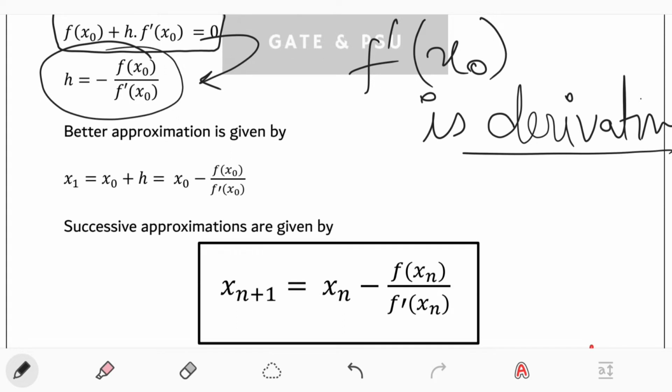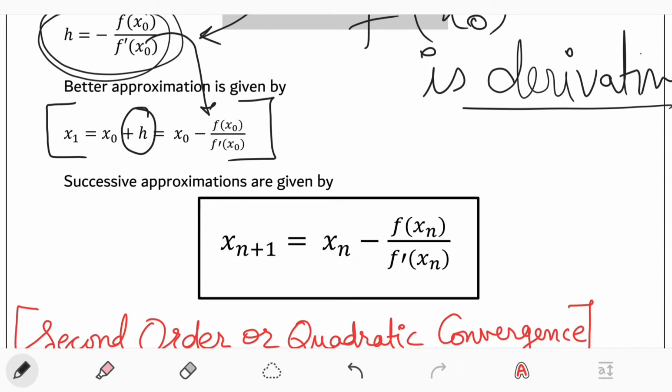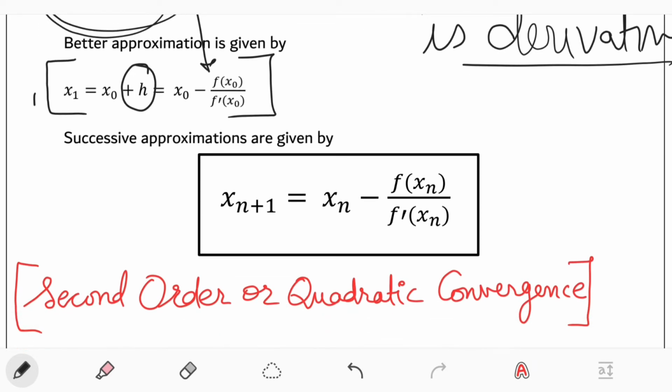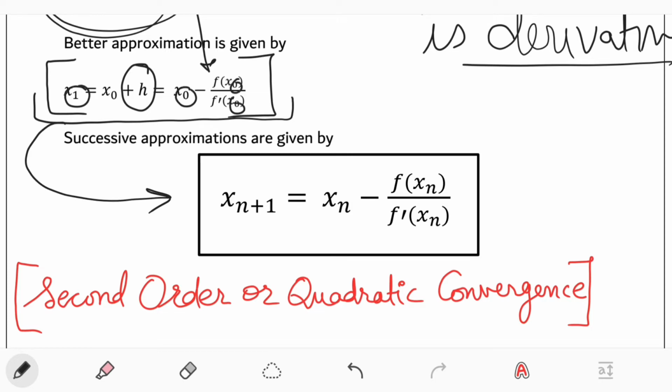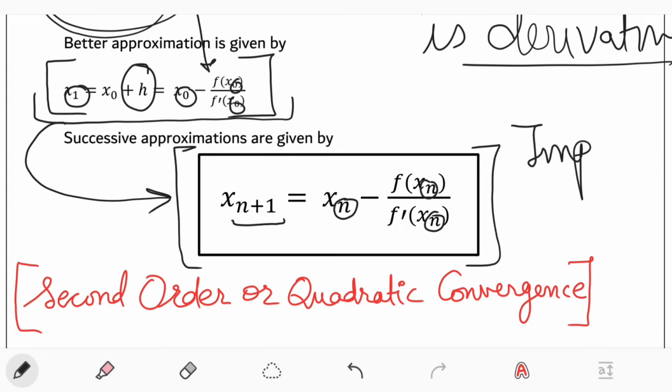So the better approximation can be given by x1 equals to x naught plus h. Here we have written the value of h from the above equation. So the final equation will be x1 equals to x naught minus f of x naught divided by f dash of x naught. This expression can be written in the general form. The right hand side of the expression is 1 more than that of the left hand side: here we consider it as x n plus 1, and here we have x n, x n and x n. This formula is very important, and with the help of this formula itself you are capable of solving all the questions which are related to the Newton-Raphson method.